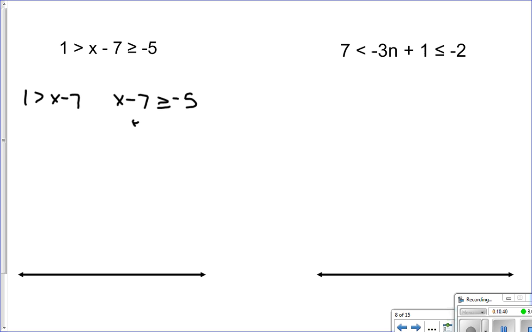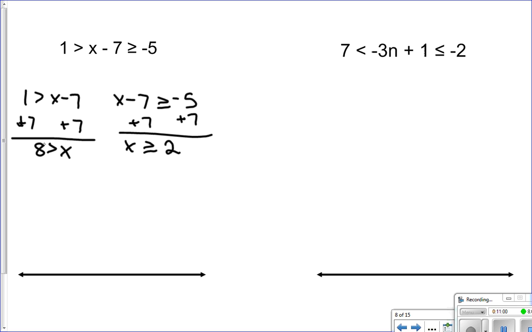Now, to solve it, I'm going to add 7 to both sides, and I get x is greater than or equal to 2. Over here, I have 1 is greater than x minus 7, so I'm going to add 7 to both sides. And I get x is less than 8. And it's okay if one of the signs is greater than or equal to, and the other one's just greater than. It's okay if one is equal and one's not. So now I graph this, and I get 2, 8, open circle, closed circle, it's everything in between.